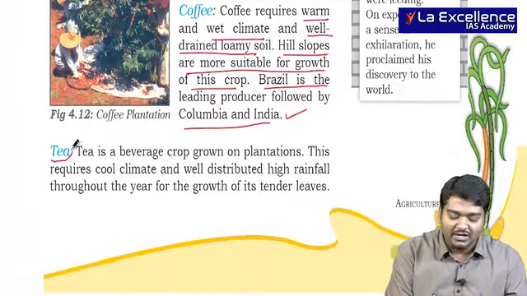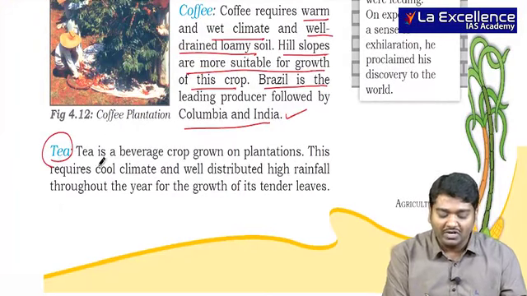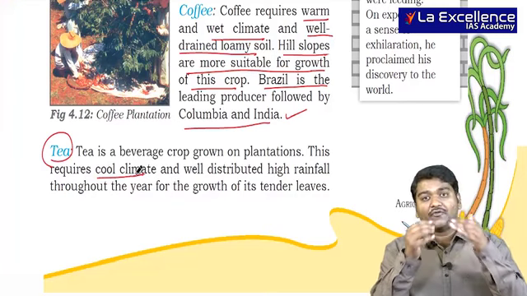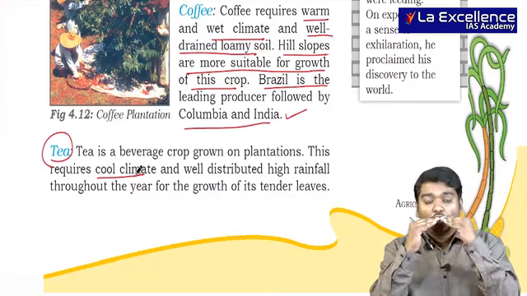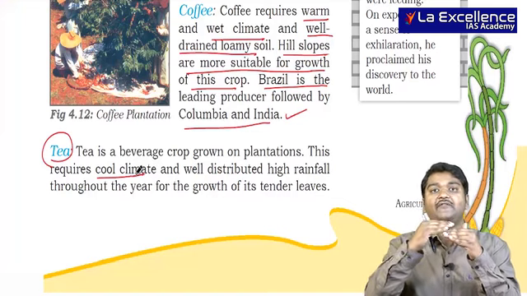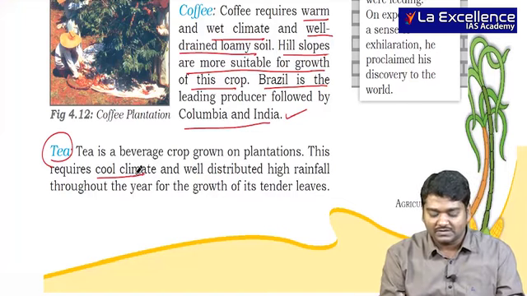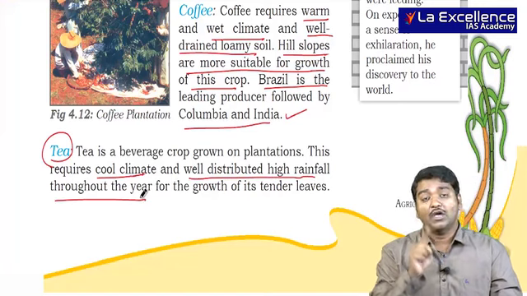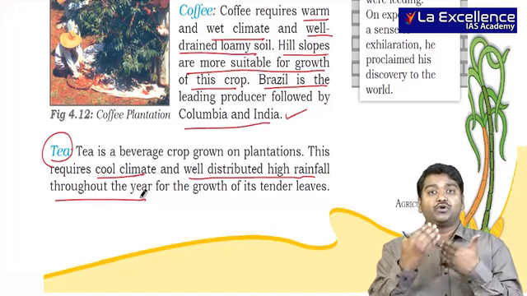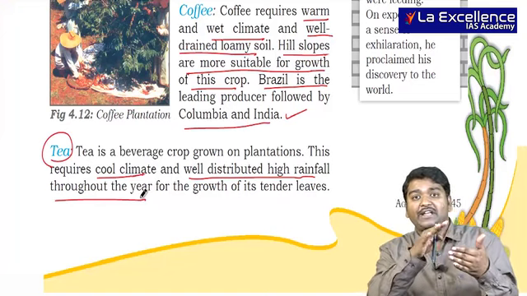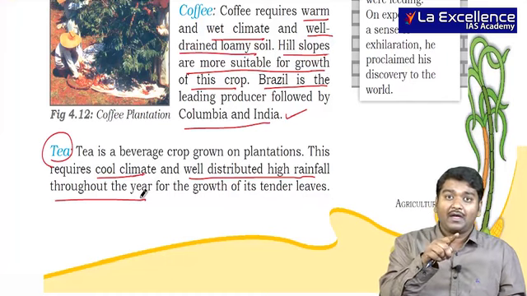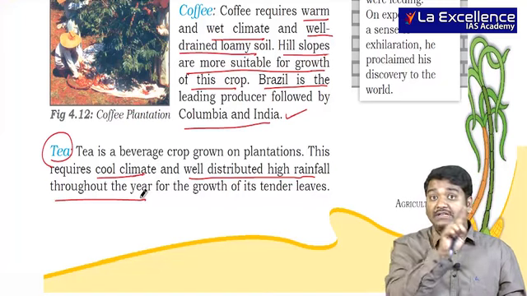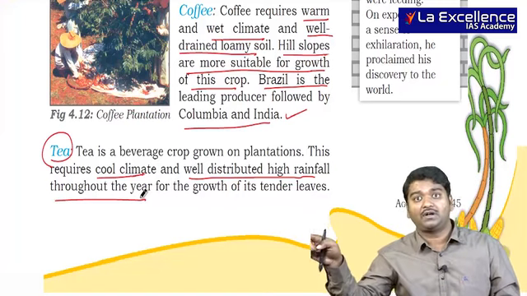Tea is another important beverage crop which requires cool climate. Coffee, warm climate. Tea, cool climate. If coffee is grown on the lower parts of the mountains, tea will be grown in the upper parts of the mountains. And tea requires well distributed high rainfall throughout the year. So, tea cannot be grown in those regions where you see heavy rainfall at some time and dry period at another. Coffee requires well drained soil, and even with irrigation and good rainfall it's enough. But tea requires rainfall throughout the period.